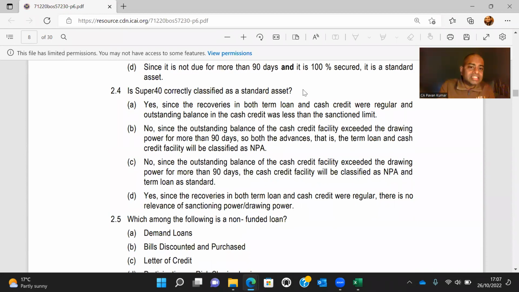Fourth question. Is Super 40 correctly classified as a standard asset? A, yes, since the recoveries in both term loan and cash credit were regular and the outstanding balance in cash credit was less than the sanctioned limit. B, no, since the outstanding balance of the cash credit facility exceeded drawing power for more than 90 days, both the advances, that is the term loan and cash credit, will be classified as NPA. C, no, since the outstanding balance of cash credit exceeded drawing power for more than 90 days, cash credit will be NPA, but the term loan is standard. D, yes, since the recoveries in both term loan and cash credit were regular, there is no relevance of sanctioned limit or drawing power. You tell me, ABCD.